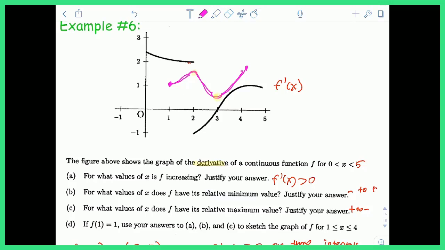Let's verify for a second. So from 1 to 2, the derivative is positive, which means the original should be increasing. That's true. From the left of 2 to the right of 2, we changed from a positive to a negative, which means you have a relative max. From 2 until 4, actually, let's break it up into 2 pieces. From 2 to 3, we have a negative derivative, which means we have a decreasing function. And then from 3 to 4, we have a positive derivative, which means we are an increasing function. So this is just one representation of what the graph might look like from 1 to 4. All right?